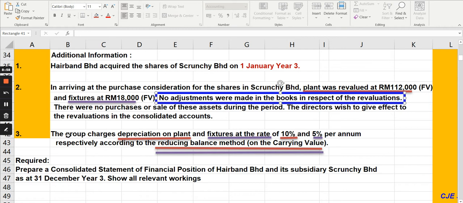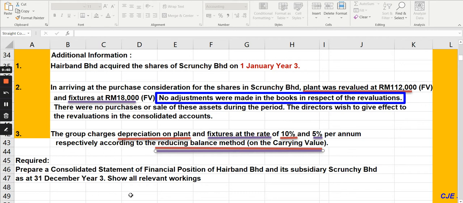The next one, number 3, is information on depreciation. Legal group, which is the parent, charges depreciation on plant and fixtures. So the one for plant is in red line there. I have put that color, and the one for fixtures is in purple. So you have 10% depreciation for plant and 5% depreciation for fixtures, and both are using the reducing balance method. So that's why they are both the purple and red there. So that was on carrying value. Carrying value means it is a percentage of cost minus accumulated depreciation.